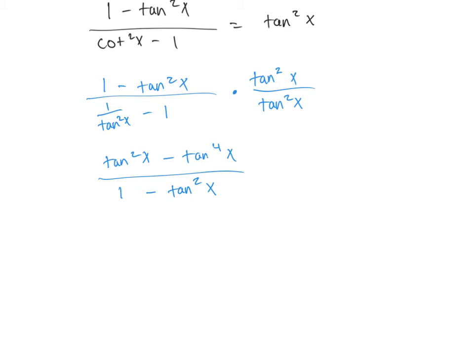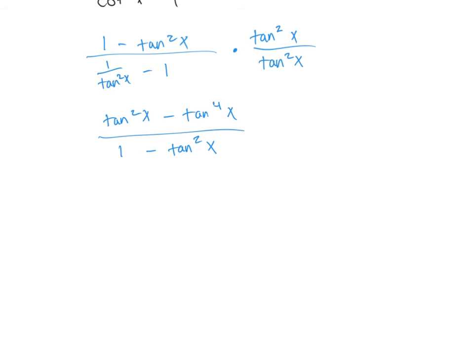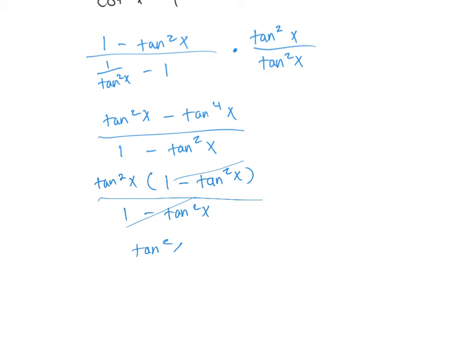Okay, I feel like I'm getting close. What if I factored out a tangent squared of x in my numerator? So then the tangent squared of x times 1 minus tangent squared of x, all over 1 minus tangent squared of x. These two can cancel each other out to simplify, and I get tangent squared of x. Let's do one last example.